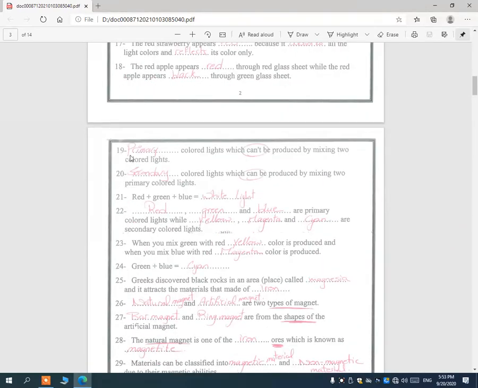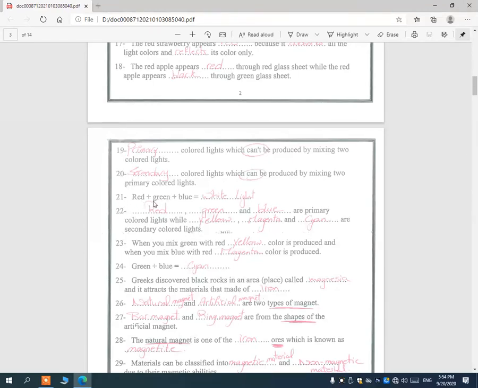Number 19, dots colored light which cannot be produced by mixing two colored lights. What are the colors that cannot be produced? Primary colors. Primary colored light cannot be produced. Number 20, dots colored light can be produced. What are the colors that can be produced? They are the secondary colors. Secondary colors can be produced. The primary colors cannot be produced.